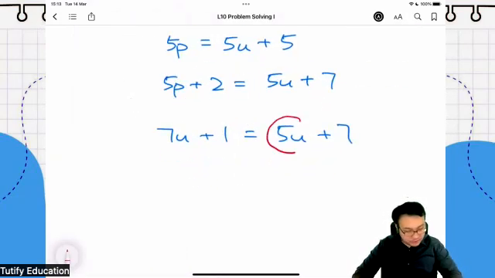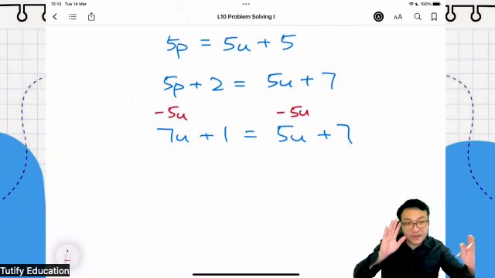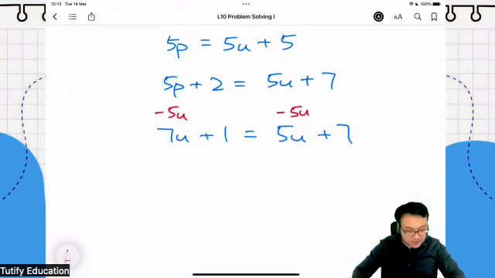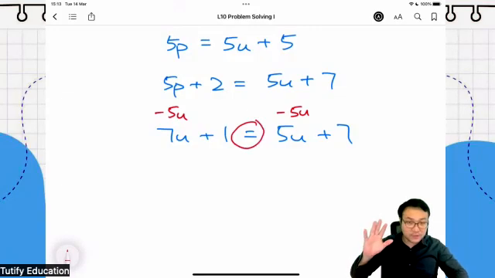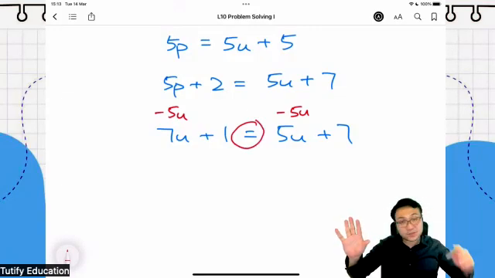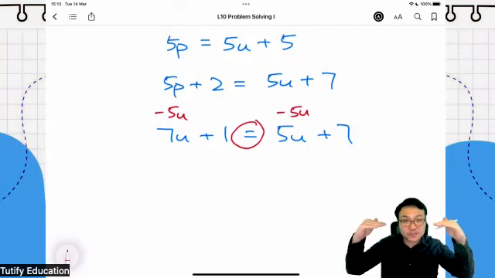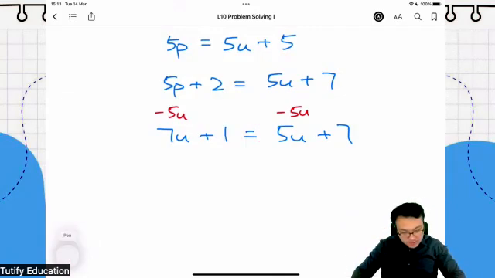Now, let's try to get rid of the 5 units from here. So if I want to get rid of it, I have to minus 5 units on both sides. Because you need to be fair to both sides. Whenever you see an equal sign, whenever you do something on the left, you must do the same on the right. Because they both must be equal. Okay, so I do something here, I must do the same thing here, okay?